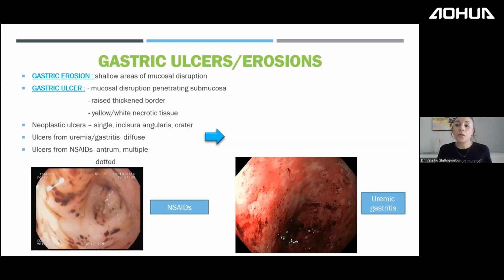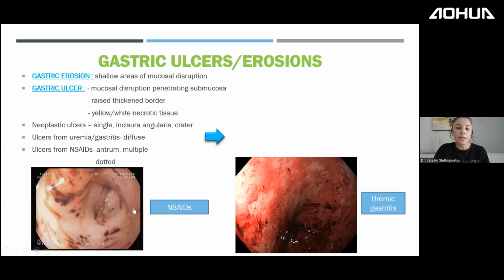And ulcers from non-steroidals are mostly located in the antrum. There are multiple dots in the antrum. And there could be a variation in the ulcers from non-steroidals. We could have ulcers that are deeper, depending on the dosage that the animal has consumed, and also upon the chronicity of the administration, the duration of administration.